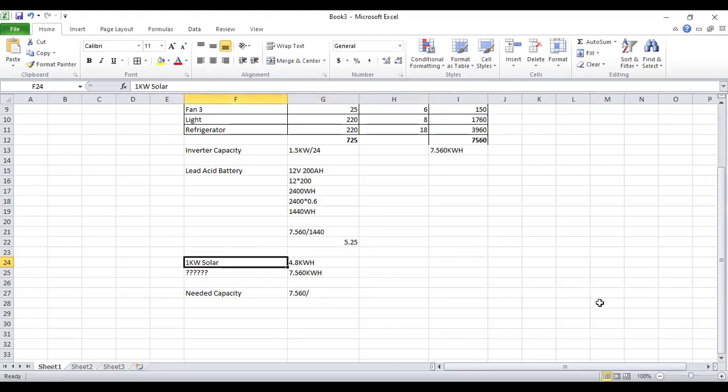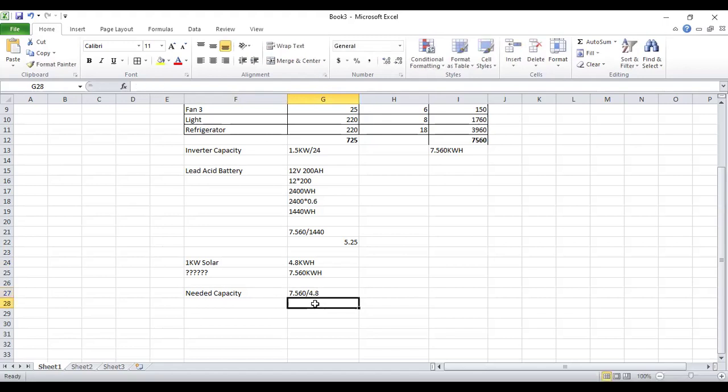Okay, 1 kilowatt of solar, using Maiduguri as the case study, can generate 4.8 kilowatt hours. Are you with me? Then what we want to find is the capacity needed to generate 7.56 kilowatt hours. So the needed capacity is as simple as cross multiplication: 7.56 times 1 divided by 4.8.